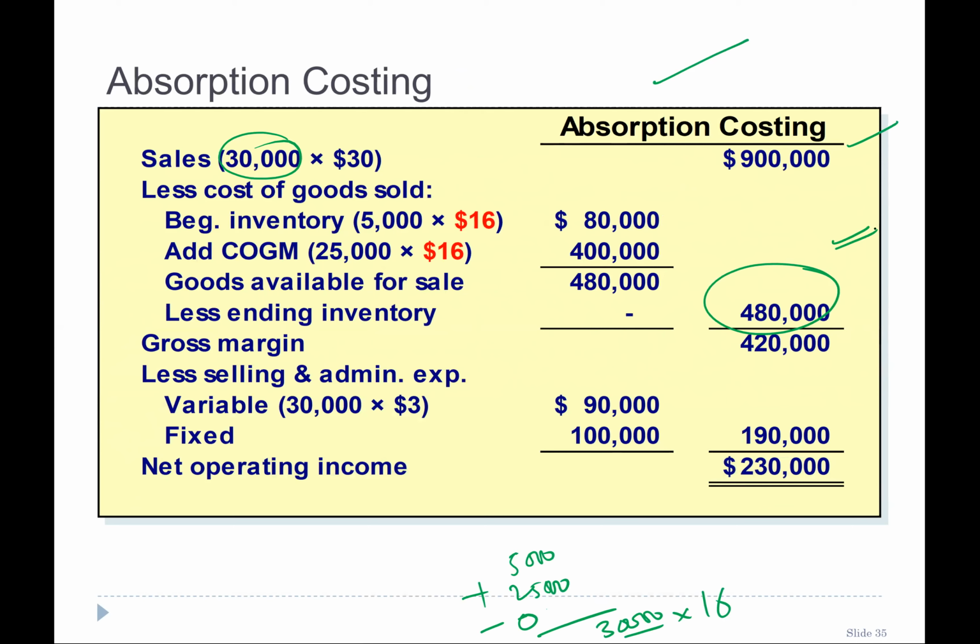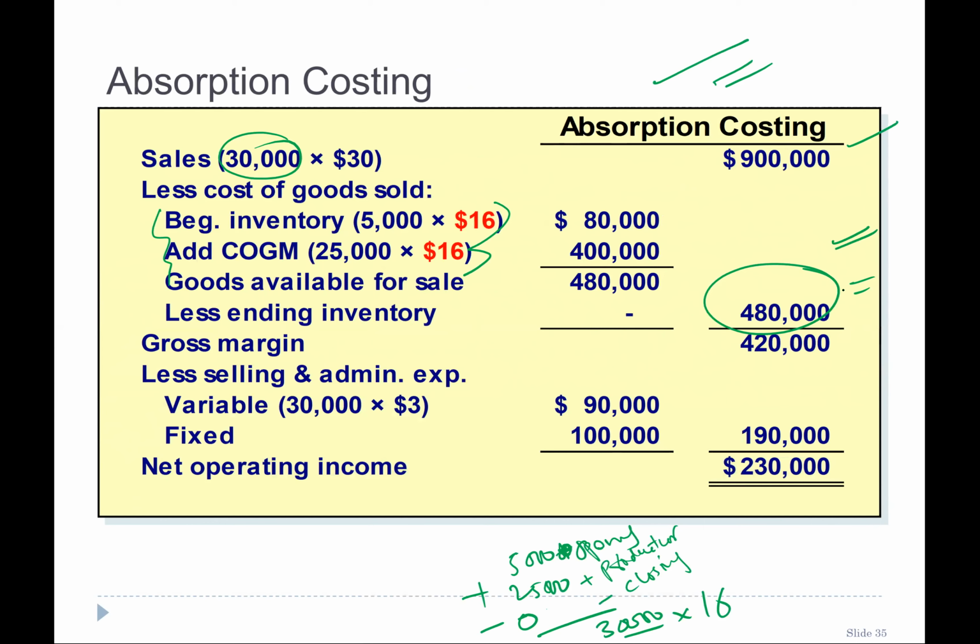480,000. If you are not comfortable with these terminologies and numbers, just remember that cost of goods sold is opening plus production or purchases minus closing. 30,000 multiplied by the absorption costing per unit cost, which is 16, gives 480,000. So what is the gross margin?